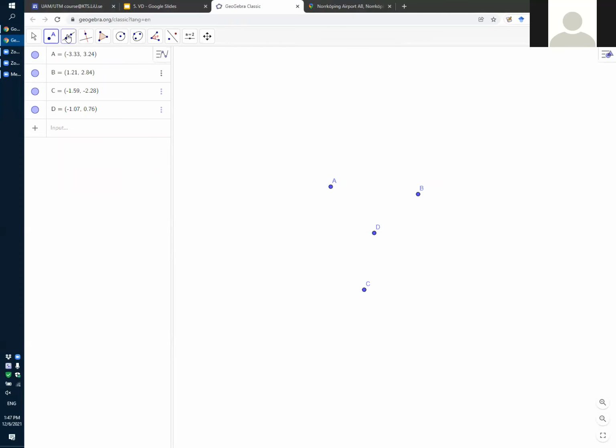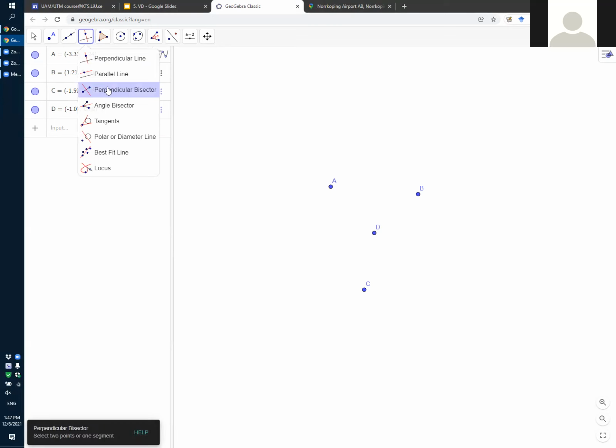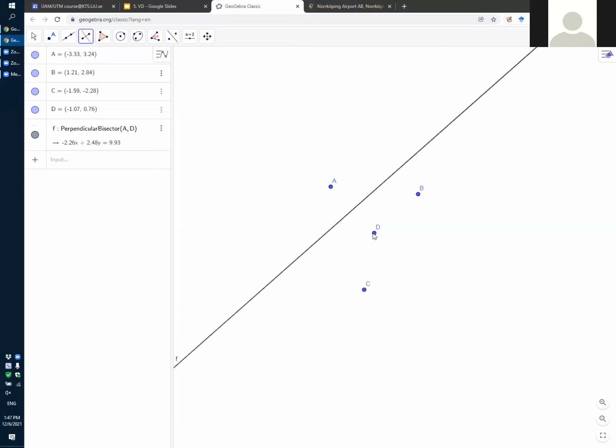So here in the toolbox in GeoGebra, you have, where is it? Yeah, here. Sorry, perpendicular bisector. And as GeoGebra suggests, you click on 2 points and it shows you the bisector between them. Okay, so this black line is the bisector between points A and D.